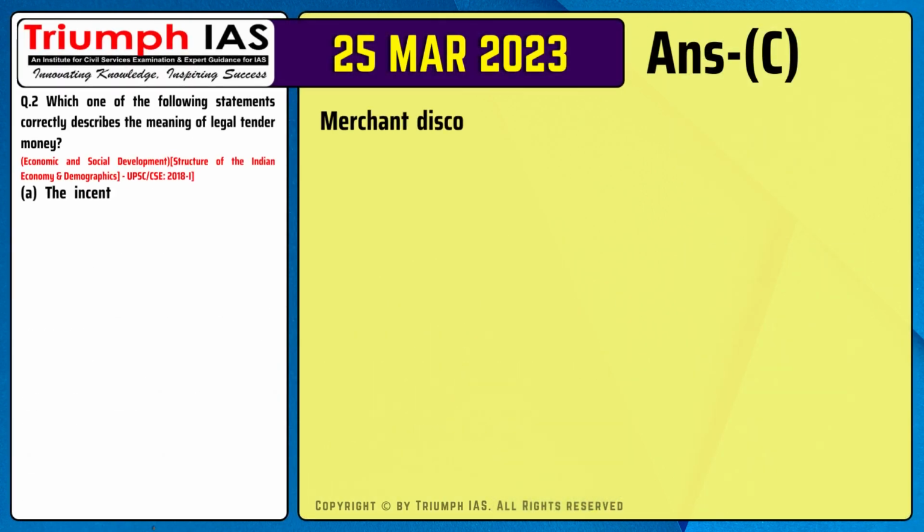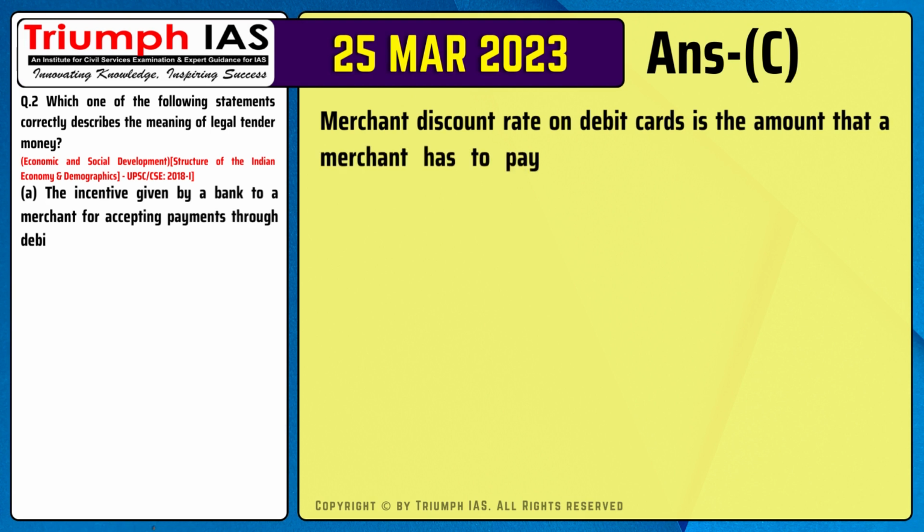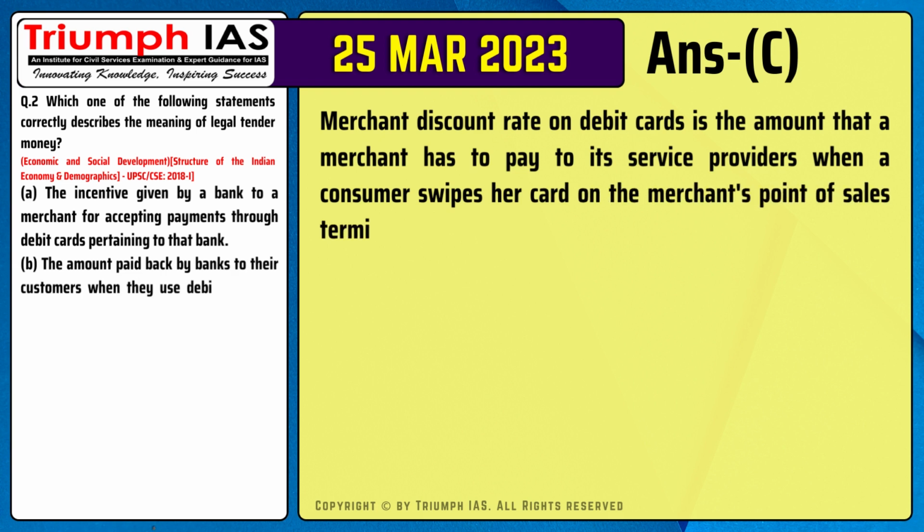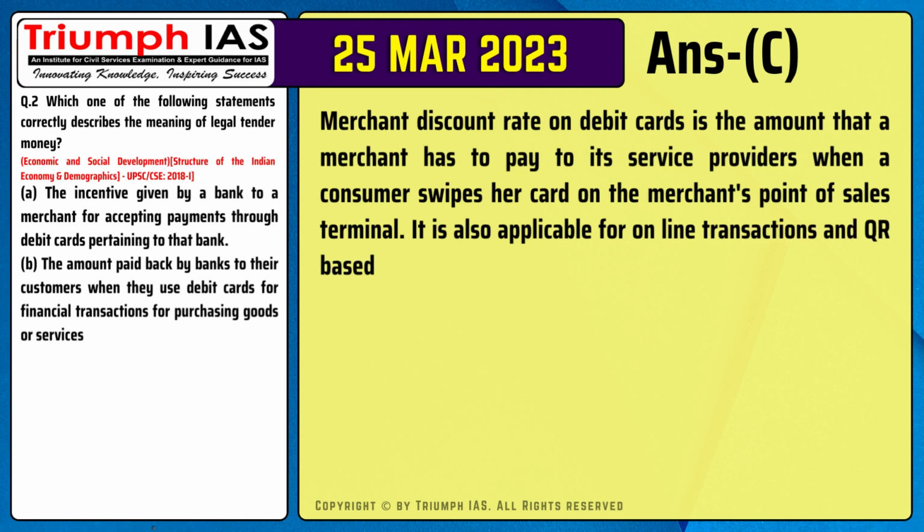The correct answer is option C. Merchant discount rate on debit cards is the amount that a merchant has to pay to its service providers when a consumer swipes her card on the merchant's point-of-sale terminal. It is also applicable for online transactions and QR-based transactions.